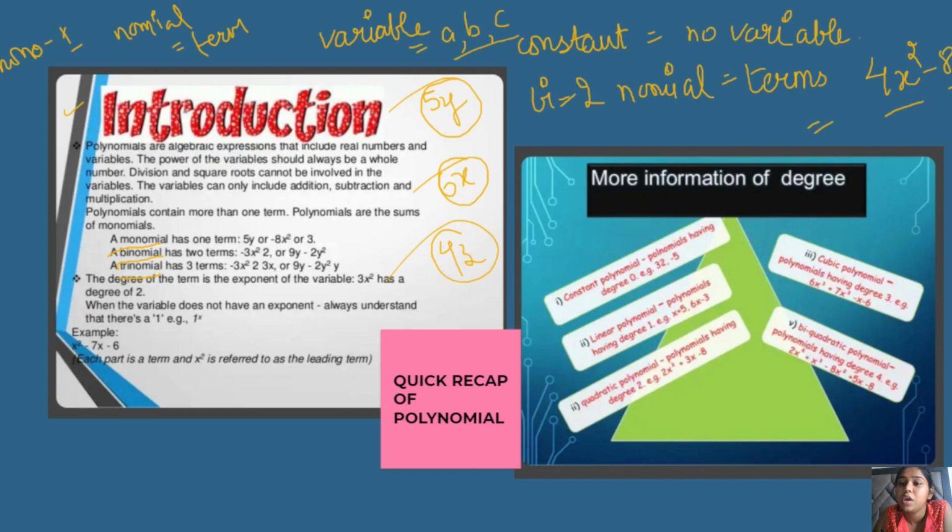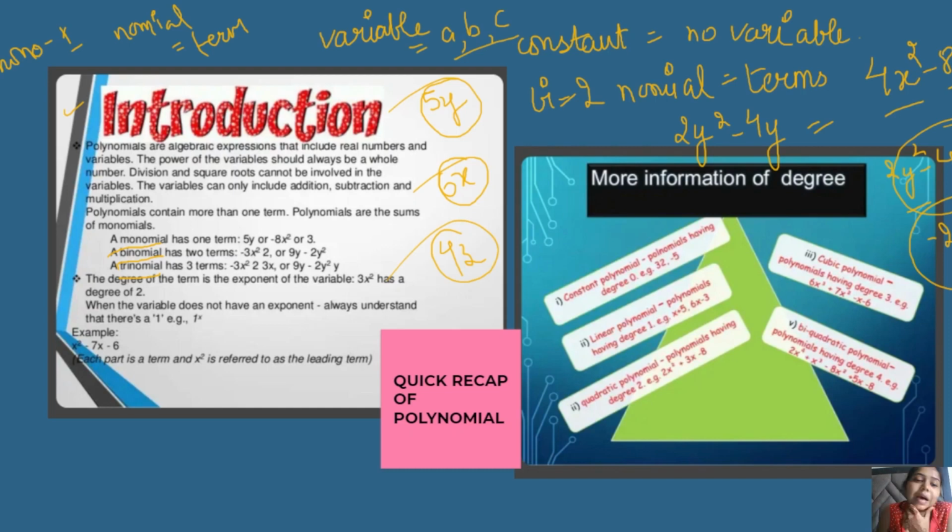You can also use the same variable, like 2y square minus 4y is also a binomial. But you should beware that 2y square minus 4y square is not a binomial, because in this case both the variables are the same, y square and y square, so they will be subtracted to form a monomial. That is why this is not a binomial, right?